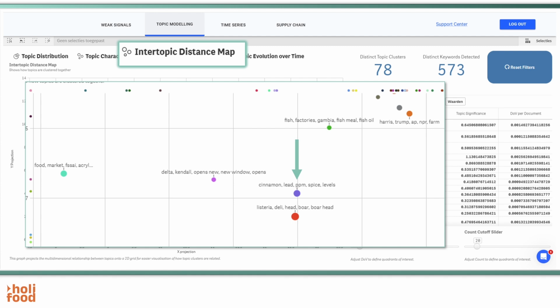safety or wild boar diseases show potential connections through bridging terms, the cinnamon-related cluster stands apart. This isolation strengthens the hypothesis that we're observing a novel risk pattern, rather than an extension of known issues.